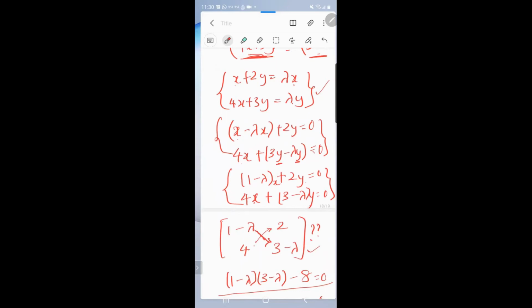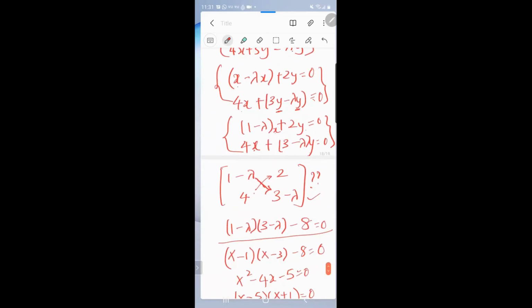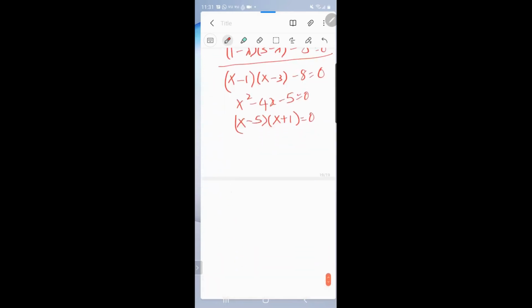I didn't say somebody got it wrong. I just said two people sent me answers and those answers were not matching. Okay, so what do we get? 5 and minus 1, as several people already replied. So these are the two eigenvalues.